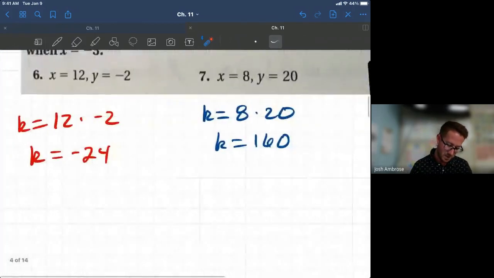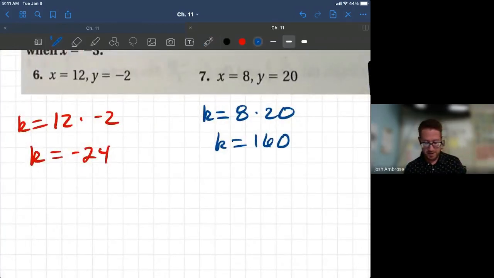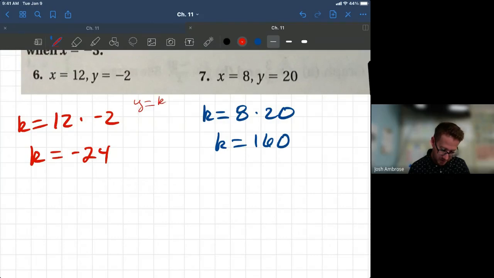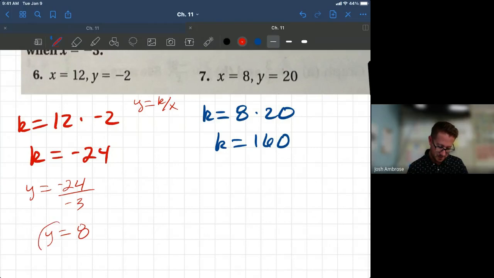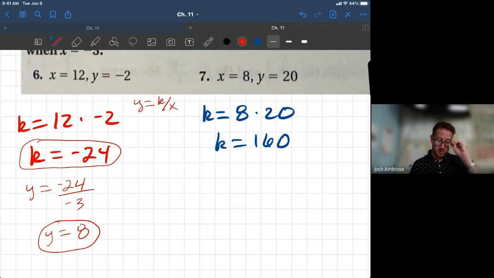All right, so now we go back into the format of, we'll go back to red here, y equals k over x. We're using that same inverse variation format for both of these. So let's write this out. Y equals negative 24 over negative 3. Y equals 8. So we have our k value. We have our y equals 8 value.